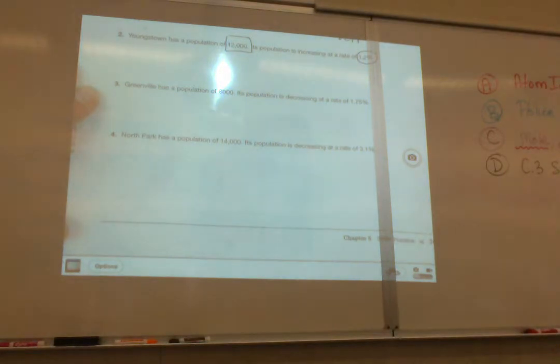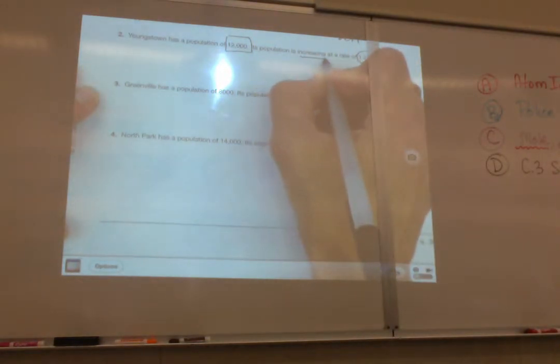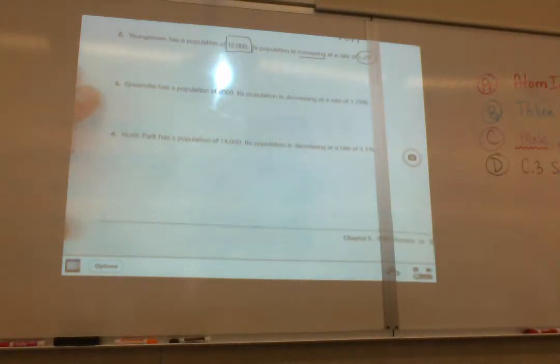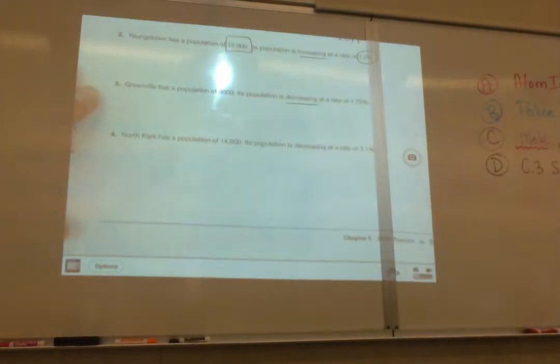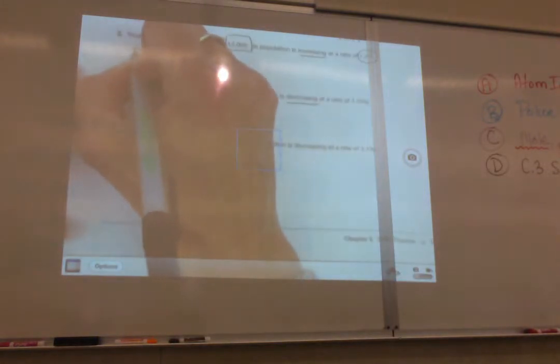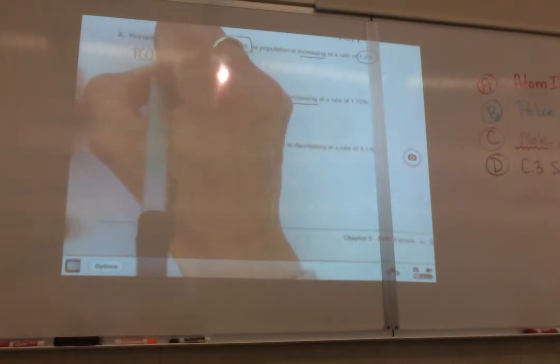And one thing else to notice is we had some problems that are increasing problems, and then I could see one right below it that's a decreasing. So that'll be something to be careful of as you read the problem. The first thing you're going to write is P of T equals.